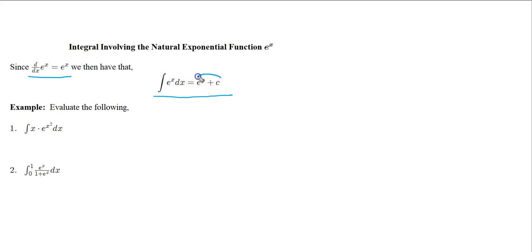And that's because if we were to differentiate this side right here, we would get back e to the x power, right? When we differentiate e to the x plus c, just break this up as the derivative of e to the x plus the derivative of a constant, which is 0, and of course we get back e to the x. So now we can use this to evaluate some antiderivatives.